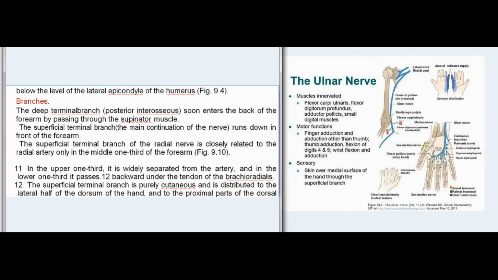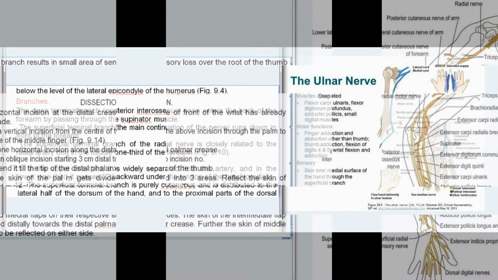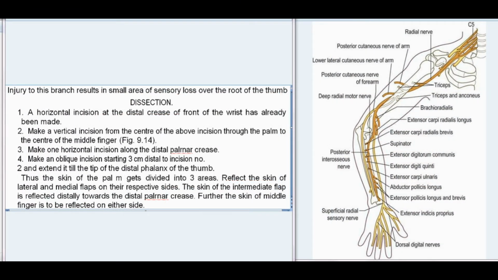11. The superficial terminal branch is purely cutaneous and is distributed to the lateral half of the dorsum of the hand, and to the proximal parts of the dorsal surfaces of the thumb, the index finger, and the lateral half of the middle finger. Injury to this branch results in a small area of sensory loss over the root of the thumb.